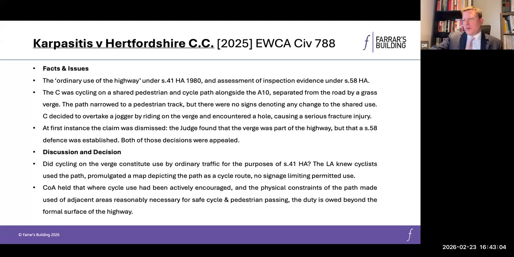And so the Court of Appeal determined that it was reasonable to cycle on the verge where the highway authority had actively encouraged a particular use through some signage earlier on the path and through the map that was in existence, and where the local authority had failed to mark where that designated use ends. So the physical constraints of the path, it was perfectly reasonably necessary for a cyclist to use that adjacent area to pass a pedestrian. And so it's another one of the cases where the local authority's duty is owed beyond the formal surface of the highway or even the footway.